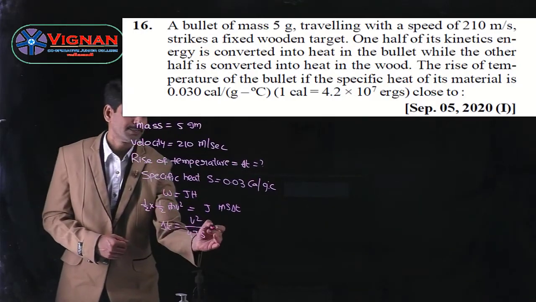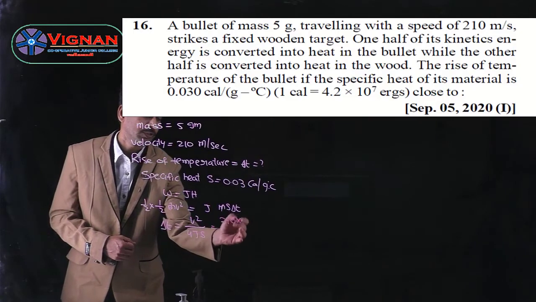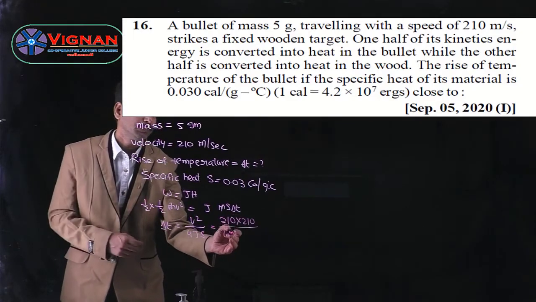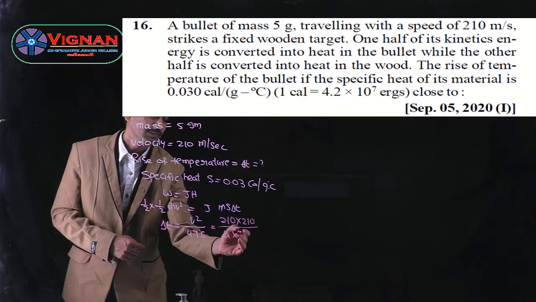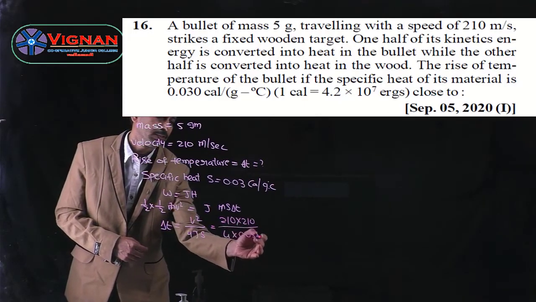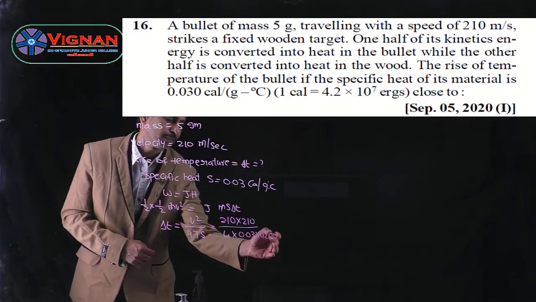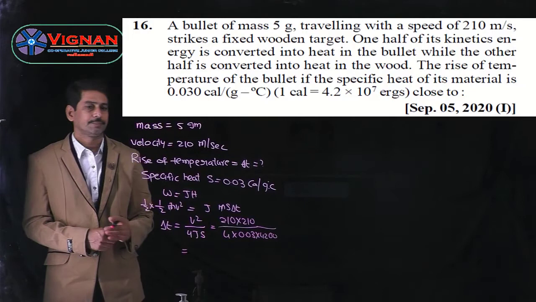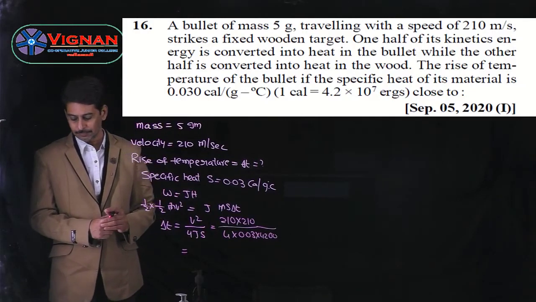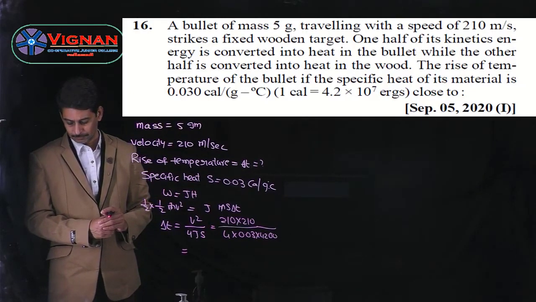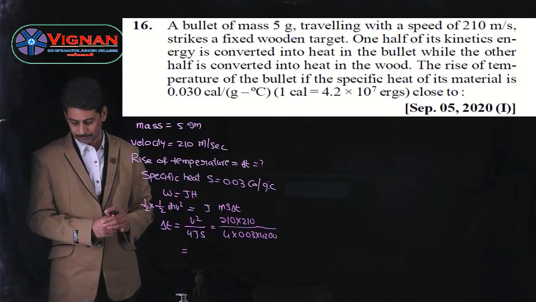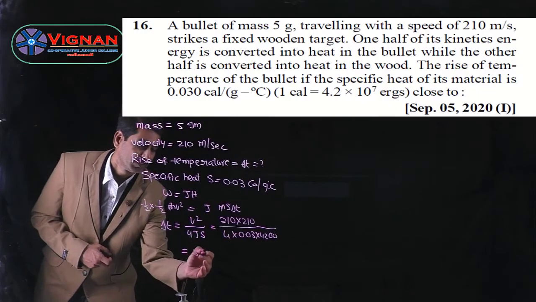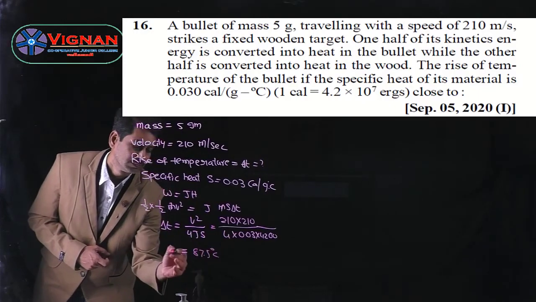So velocity is given here as 210. So 210 into 210 divided by 4 into J value, which is 1, and specific heat is 0.03. By converting this into joules we get 4200. So we get this as 87.5 degrees centigrade. This is the change in temperature.